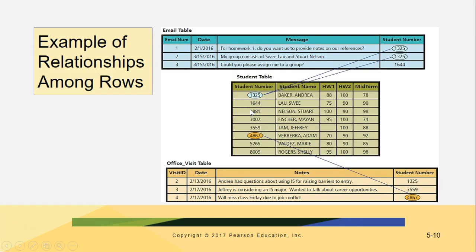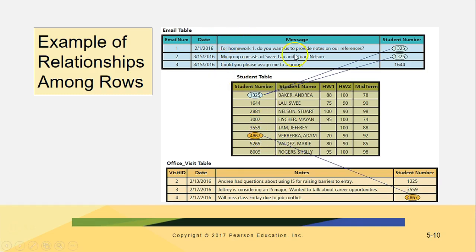And here's an example of that primary key, foreign key. Every table has to have a primary key that uniquely identifies it. This is an example of that relationship. So this is a "will miss class Friday" message. This is an office visit table. Will miss class Friday due to job conflict. Who is the student? Well, this is the foreign key that points to the primary key. It looks like it's Adam Verbera.